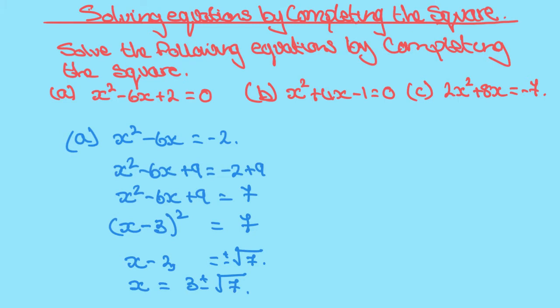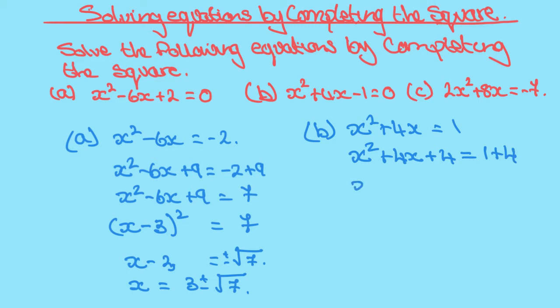For B, the first thing we need to do is take the constant to the right-hand side, giving us x squared plus 4x equals 1. Then halve the x coefficient and square it, giving x squared plus 4x. Half of 4 is 2. 2 squared is 4, equals 1 plus 4, giving us x squared plus 4x plus 4 equals 5.